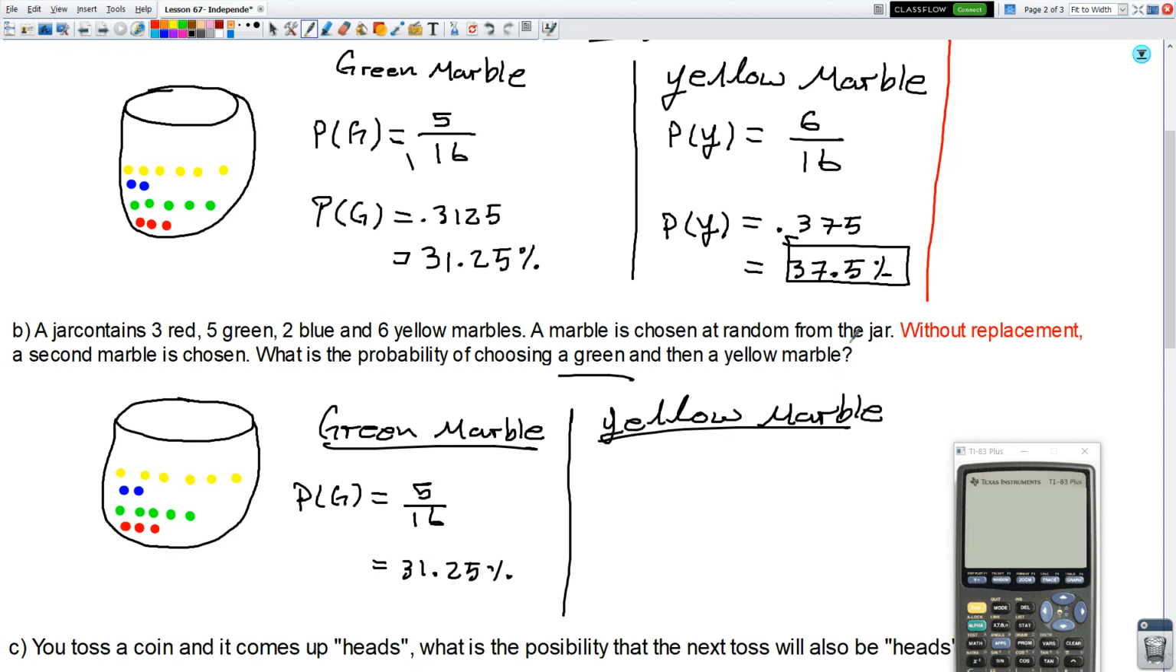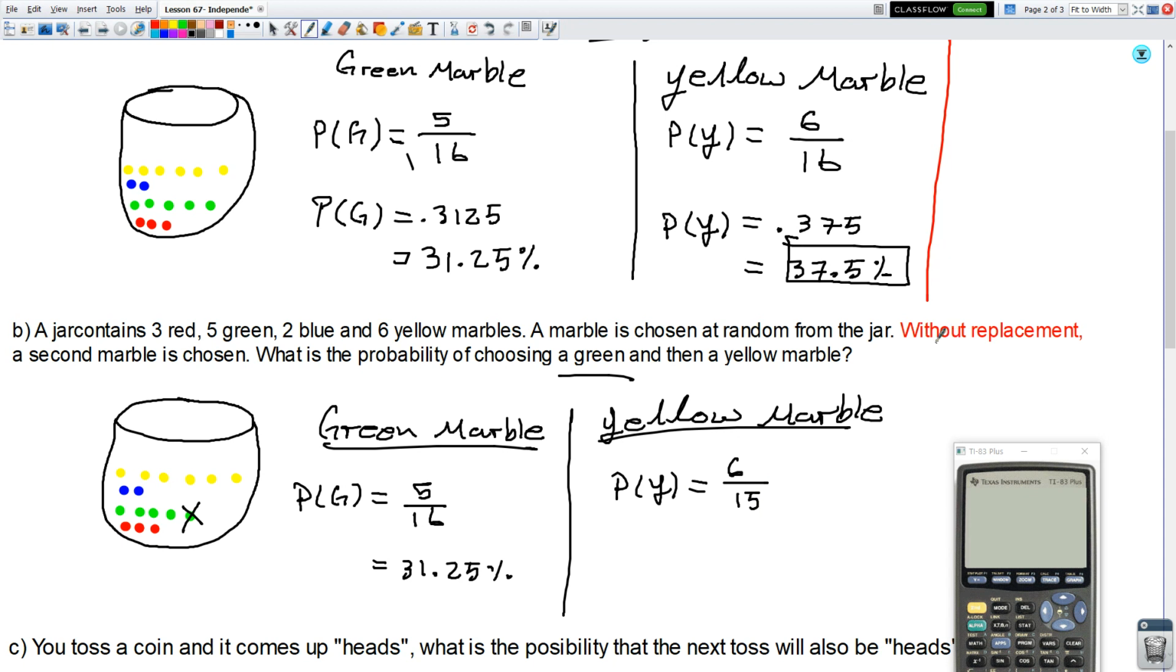Well, here it's different, because we choose a green marble and we don't replace it. So now we don't have 16 marbles to choose from on our second try, or on the second chance of choosing marbles. We don't have 16 anymore, but we got 15 because we took one out and we did not replace it. So now notice how the probability of choosing a yellow marble is going to change, because there's still 6 yellow marbles to choose from, but there are not 16 choices anymore because you took one out. Now you don't have 16 anymore, but now you have 15.